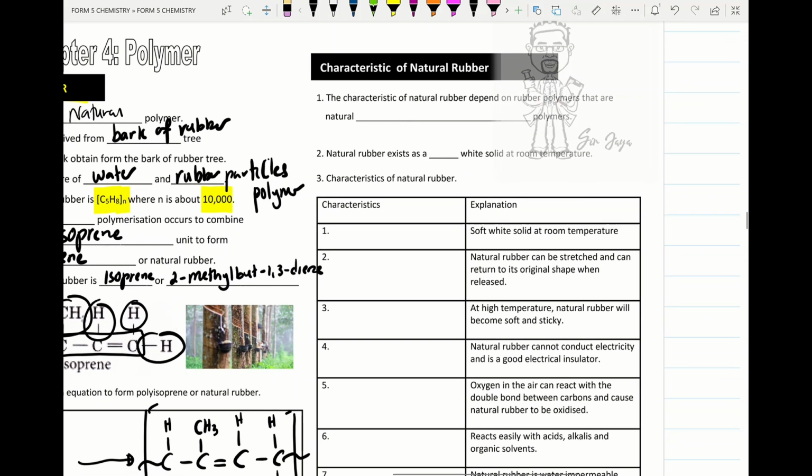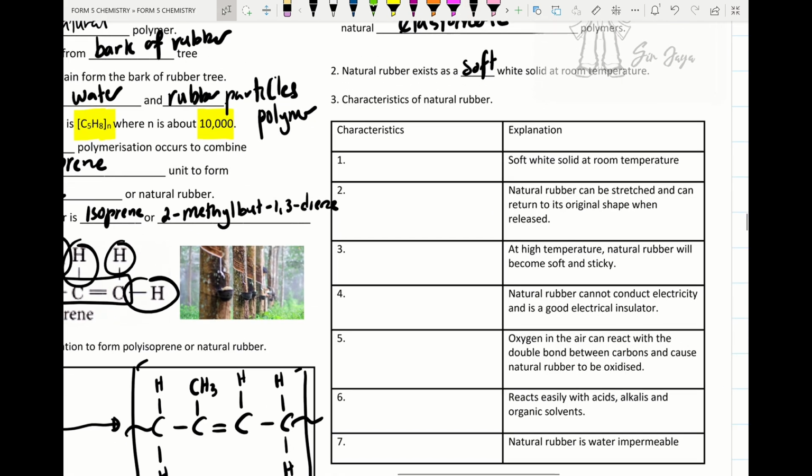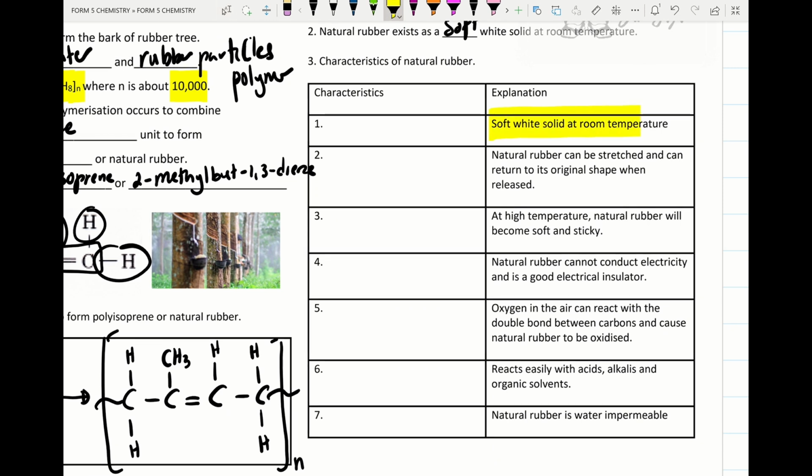Move on to the characteristics of natural rubber. The characteristics of natural rubber depend on the rubber polymers, which are natural elastomeric polymers. Natural rubber exists as a soft and white solid at room temperature. The first characteristic, a soft white solid at room temperature, shows that natural rubber is less hard. Second, natural rubber can be stretched and return to its original shape when we release it. This shows that natural rubber is elastic.